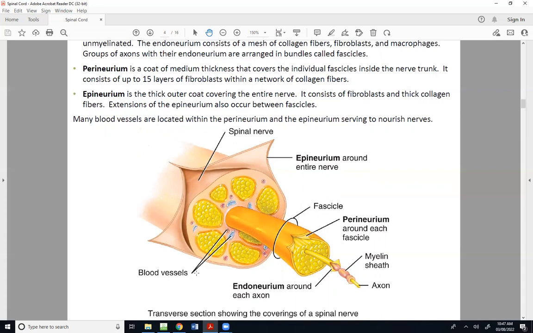So pretty darn similar to what we learned just a week and a half ago when we talked about muscles, with the epi, the peri, the endomysium. Except now it's neurium.